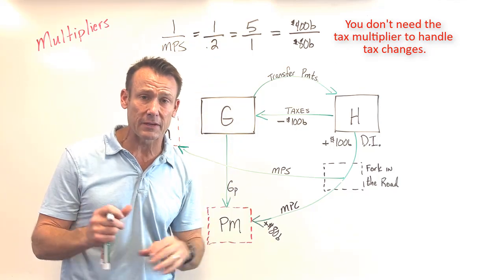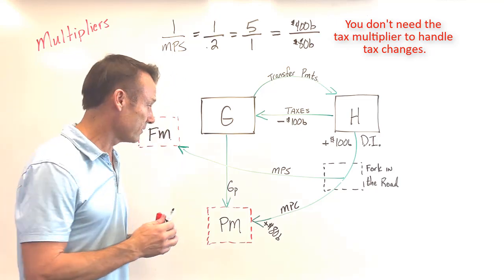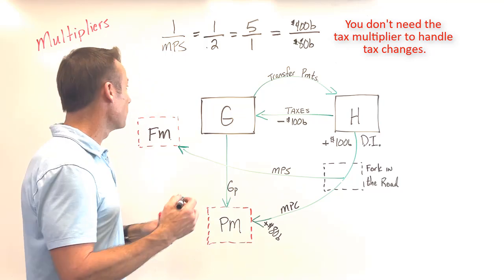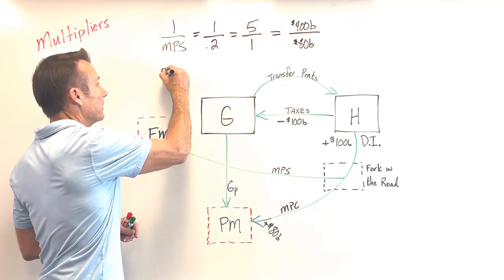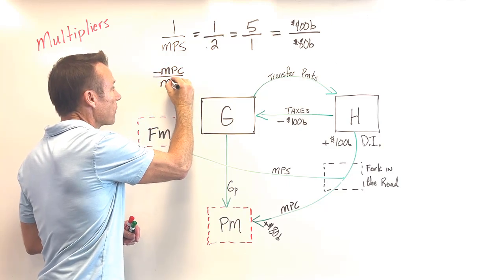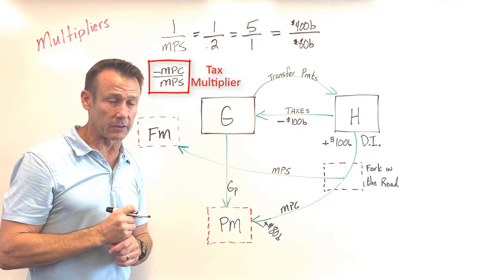We didn't even talk about the tax multiplier yet. That's all you need to do. But let's go ahead and talk about that tax multiplier. What is the tax multiplier? The tax multiplier is MPC, actually a negative MPC over MPS. Okay, there it is. That is the tax multiplier.